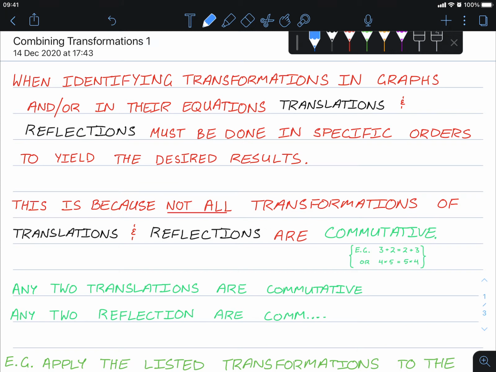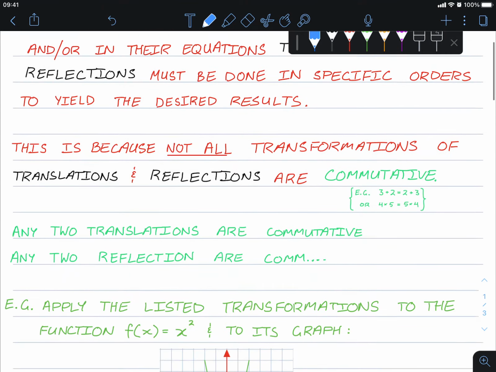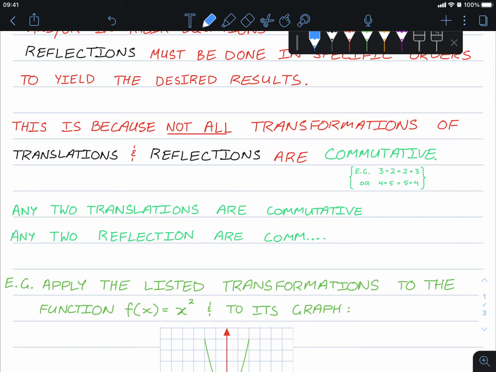Hello class, this is a video tutorial on combining transformations part 1. When identifying transformations in graphs and or in their equations, translations and reflections must be done in specific orders to yield the desired results. This is because not all transformations of translations and reflections are commutative.